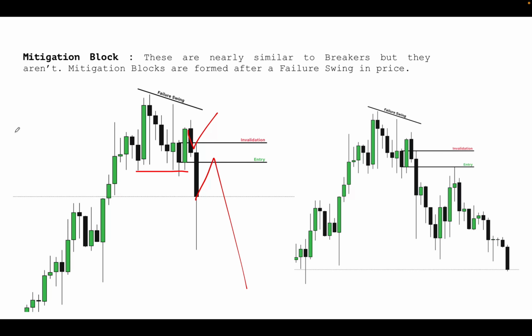So mitigation blocks happen like this. You move up, down, then we get, this is where the mitigation is happening, and then we sell from there. So that's how mitigations happen, and that's what is happening in this chart.